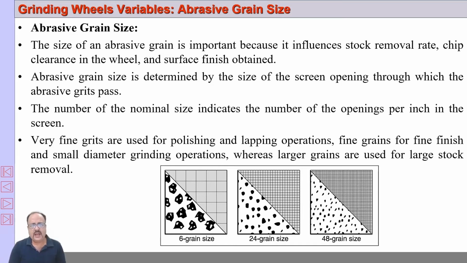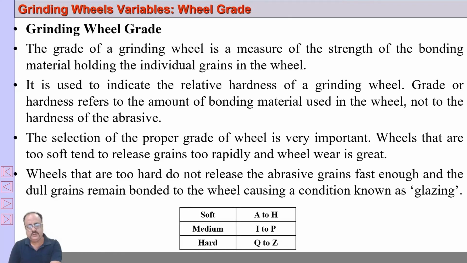So higher the number, finer the grain. Which basically means the number of openings. If the number of openings per square inch increases, that means it allows only very, very fine grains to pass through it. This number normally varies from around 6 or 8 to around 1000.